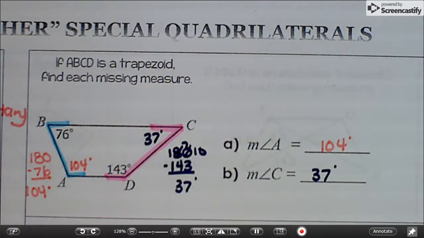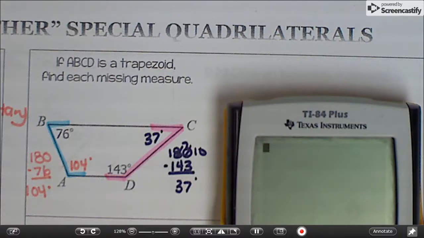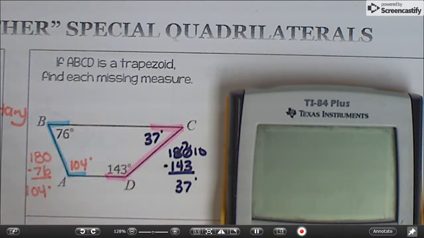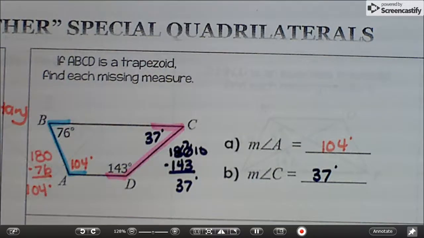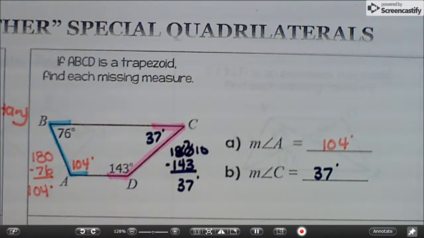And just to verify, the angles in a quadrilateral add up to 360. So if we added all of these up, it should equal 360 if we did it right, and we did. All right, so that's for just a regular trapezoid.